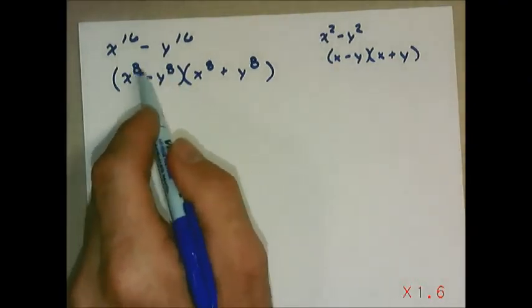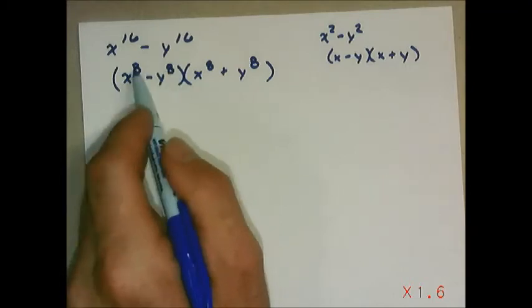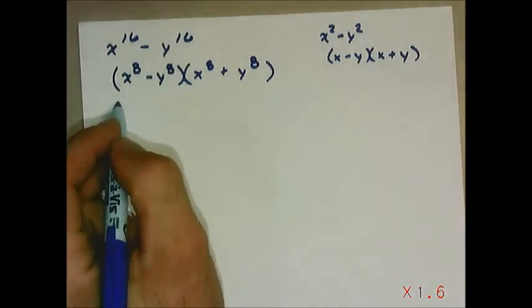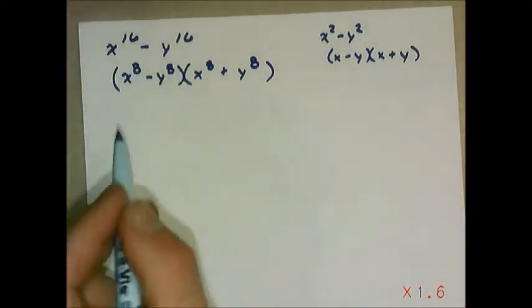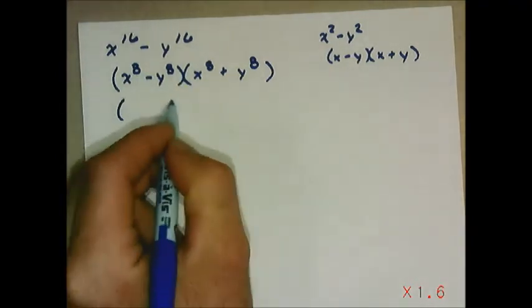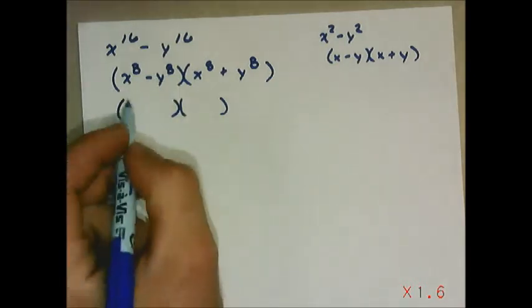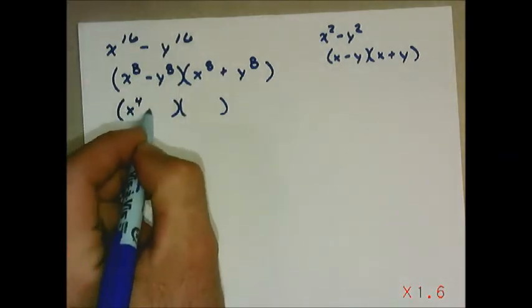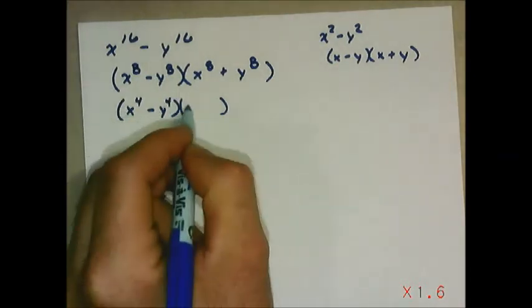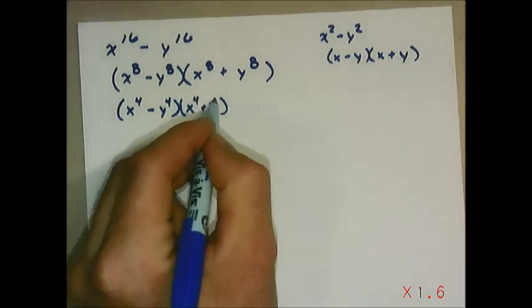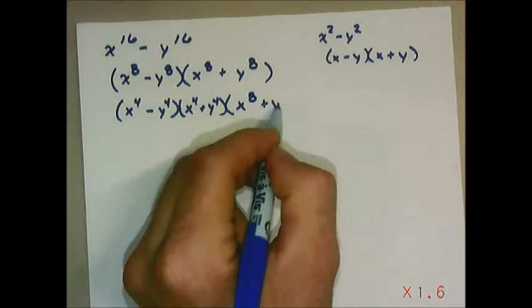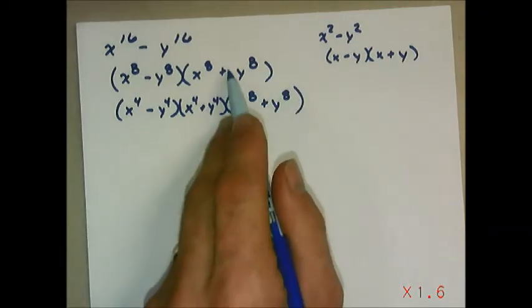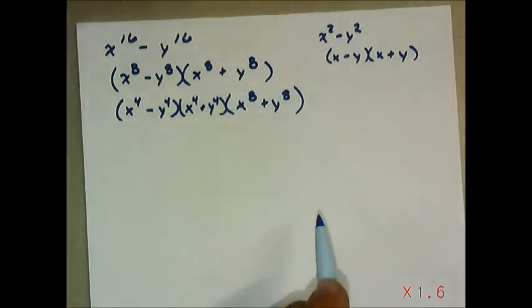As long as these two exponents are even, and they're the same there, we have the difference of perfect squares. Even if they're not the same, as long as they're even, we have perfect squares. So we can factor x to the 8th minus y to the 8th. And that's x to the 4th minus y to the 4th, and x to the 4th plus y to the 4th. And we're going to bring down our x to the 8th plus y to the 8th, remembering that the perfect sum of squares is not factorable.